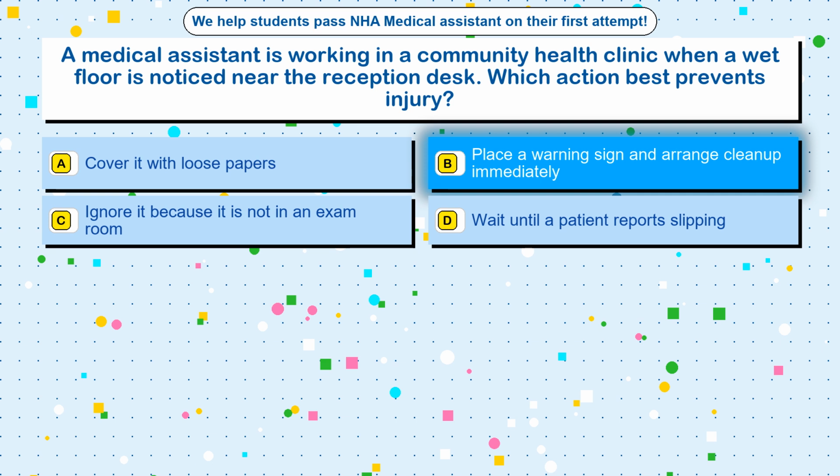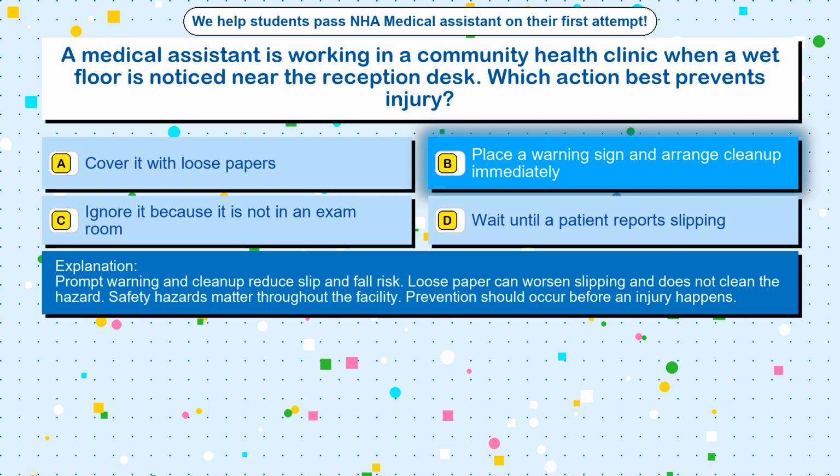Place a warning sign and arrange cleanup immediately. Prompt warning and cleanup reduce slip and fall risk. Loose paper can worsen slipping and does not clean the hazard. Safety hazards matter throughout the facility. Prevention should occur before an injury happens.